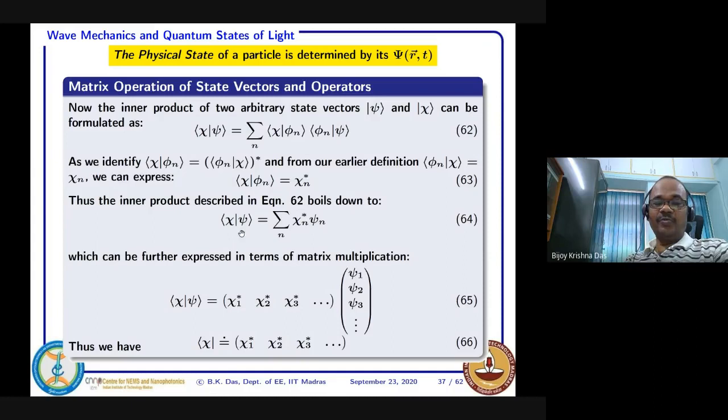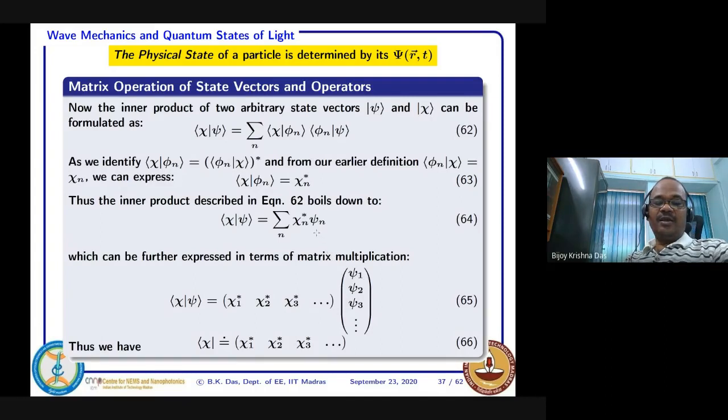So if you are taking the dot product, that means the inner product, you are supposed to get these values. Just simple multiplication, chi n, psi n, something like that. So this equation 64 you can write in matrix form. Suppose this is a row matrix and this is a column matrix. If you multiply this by this, then you are actually getting this one.